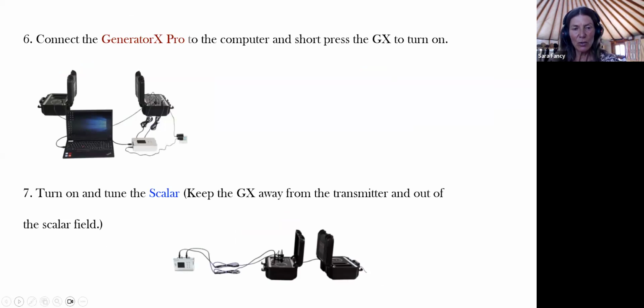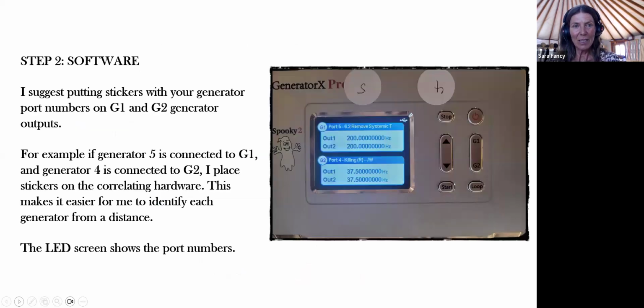So the next thing you do is turn on and tune the Scalar. Okay, so you keep the Gen X away from the transmitter and out of the Scalar field. And that's it. That's installing the hardware. You've done it. So now we're going to go to the software.